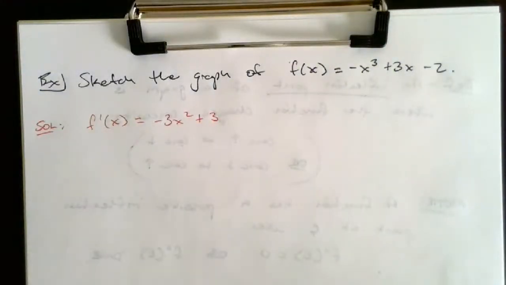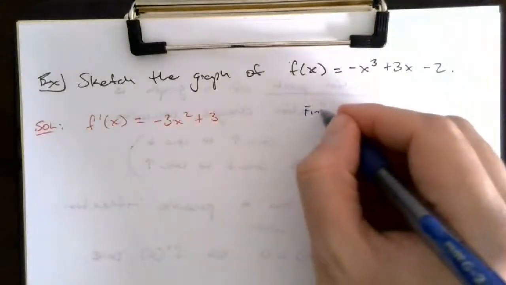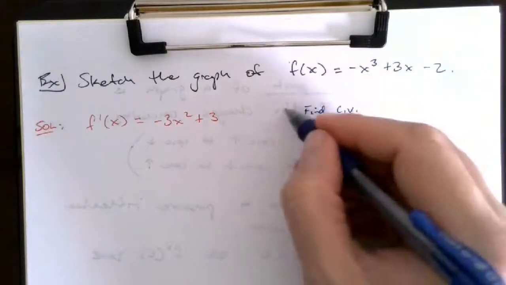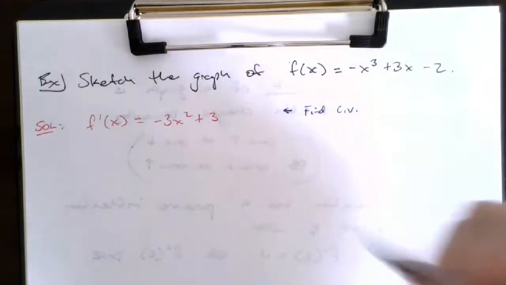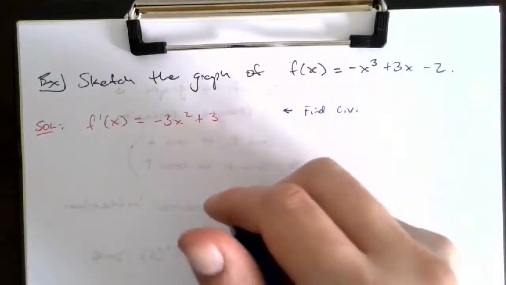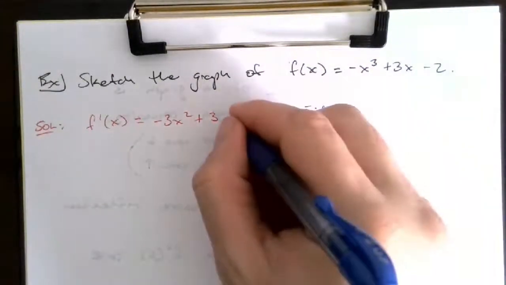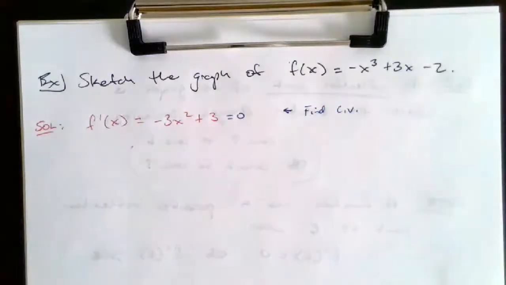Add the first derivative. Remember how you find the critical values, right? So now we're going to find critical values. The critical values, when we do this, are when the first derivative either equals 0 or is undefined. In this case, it's not going to be undefined anywhere, but we've got to find where it equals 0. So we'll set the first derivative equal to 0, and we're going to solve this.